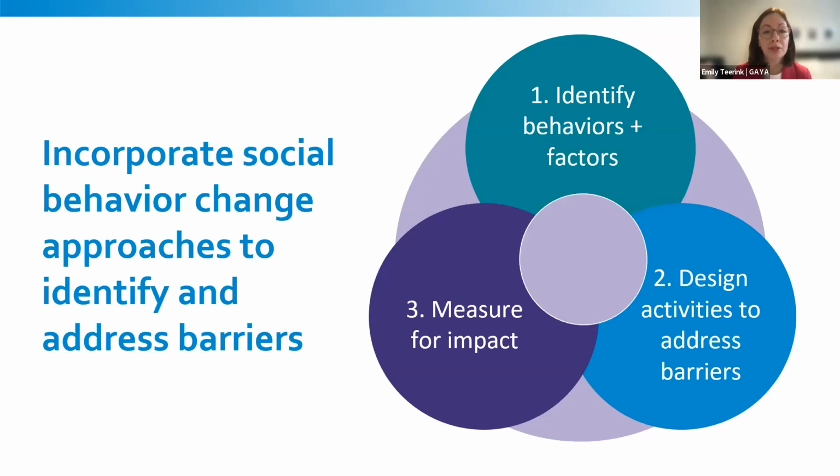To implement a true social behavior change approach, first, programs must identify the behaviors they wish to change and the factors that affect those behaviors. During the program planning phase, programs can conduct primary or secondary research to identify what gender equality or positive youth development behaviors they wish to change or amplify, as well as a full array of behavioral determinants that can enable or prevent the adoption of these behaviors. This includes answering the questions I listed on the previous slide.